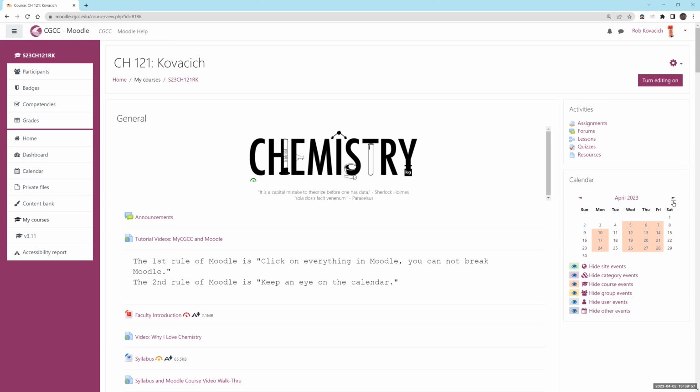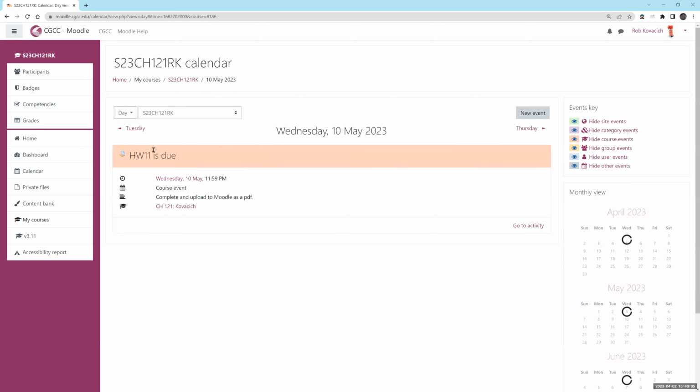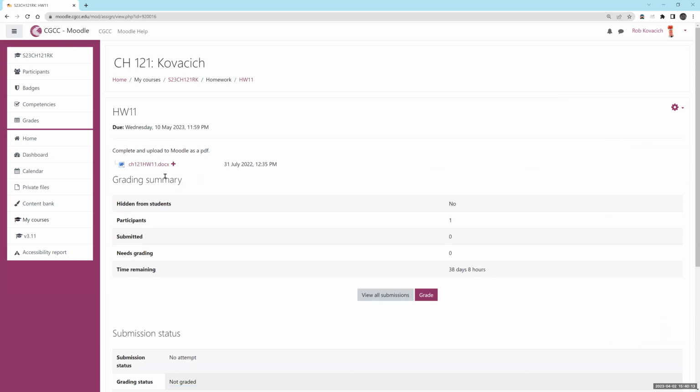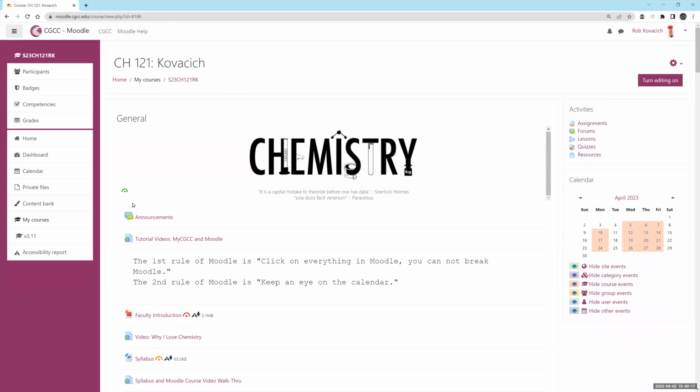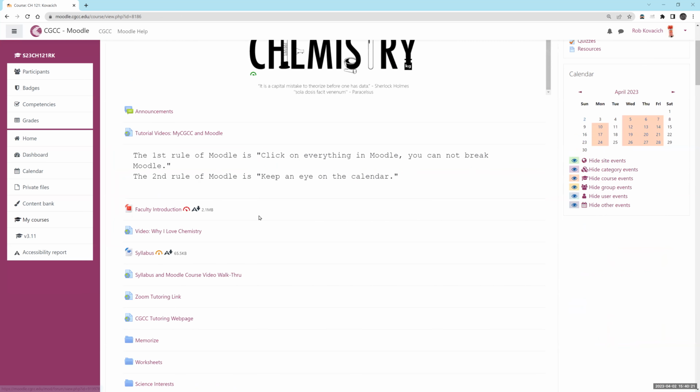So you can just watch this calendar to see what's due, what days. You can even click, like here's homework 1, you can click on that day and then it takes you to the activity straight from the calendar, and there's homework 11.